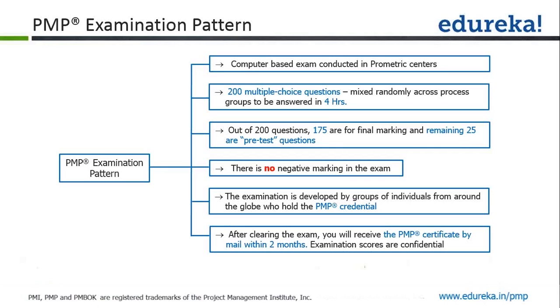This is a very important point, because people often get confused: are we going to get any notification, or can we see which of the questions are pre-test questions and which of the questions are final marking questions? No. When you go for the examination, you will have to take all those 200 questions with the same level of seriousness and the same level of attention, because you will have no idea which one is a final marking question and which one is a pre-test question. And there is no negative marking in the examination.